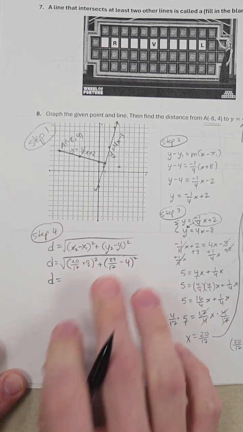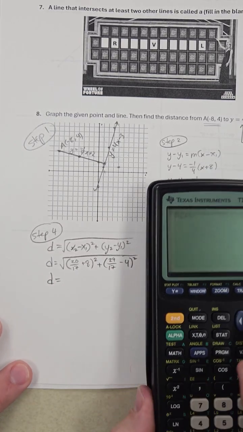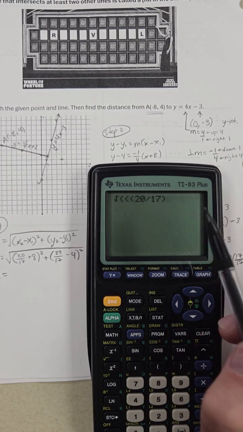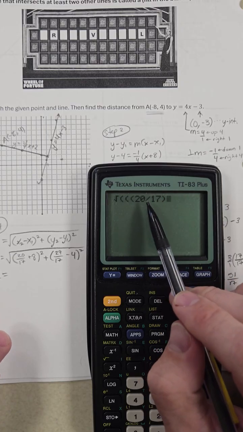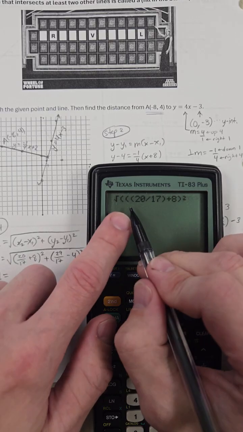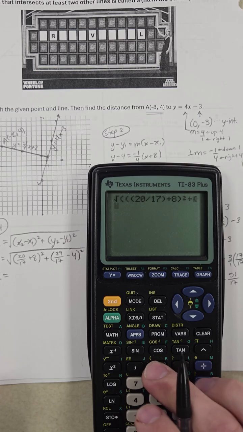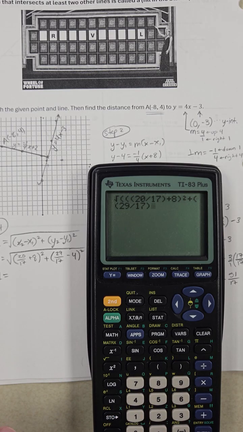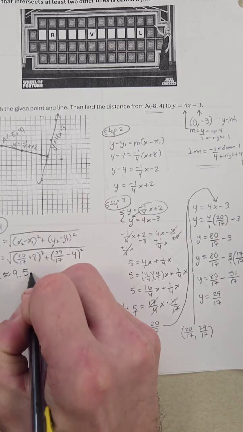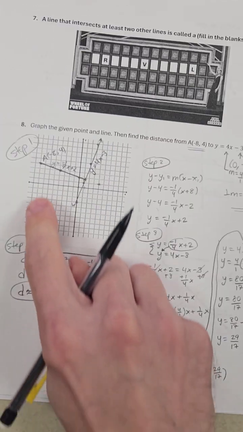You can plug the entire expression on the right there into your calculator. So I've got the square root of 20/17. I'm putting parentheses around that so that my calculator understands I want 20 divided by 17, not 20 divided by 17 plus 8. So close the parenthesis there, then add 8, and I want to square that entire quantity, plus 29/17, closing that parenthesis around the 29/17 minus 4, and square that quantity. The final answer should be about 9.5 units. It is approximate, so use the approximately equal sign, 9.5 units. That is my final distance from this point to this line.